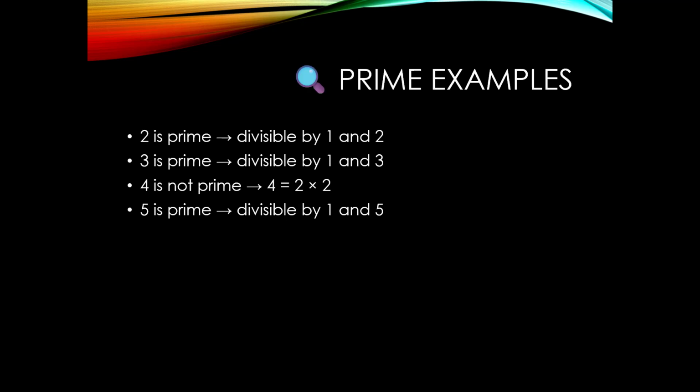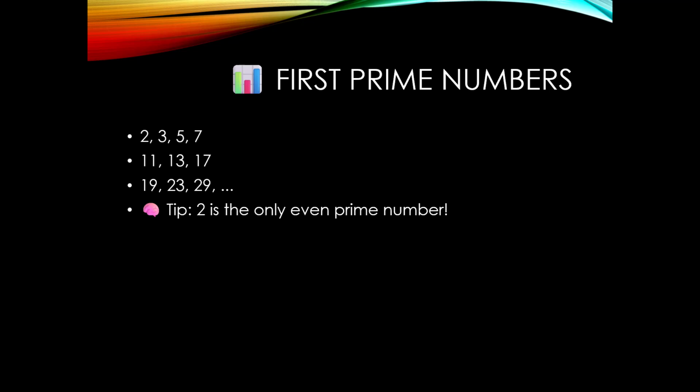For example, 2 is prime, only divisible by 1 and 2. 3 is a prime. It is divisible by 1 and 3 itself. But 4 is not a prime number. Why? Because it is divisible by 2 also. 5 is a prime. Why? Because it is only divisible by 1 and 5. 6 is not prime because it is divisible by 1, 2, 3 and 6 itself. So the first few prime numbers are 2, 3, 5, 7, 11, 13, 17, 19.